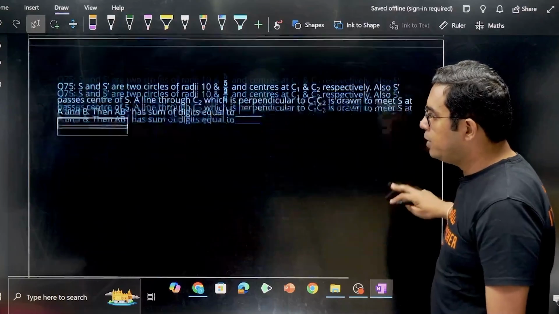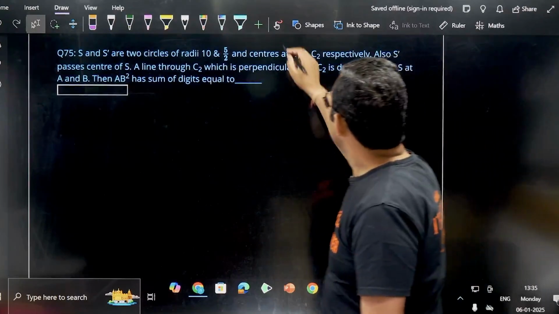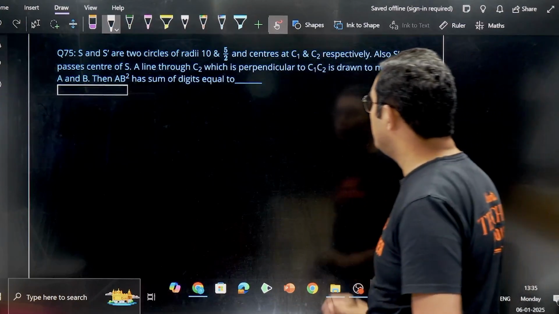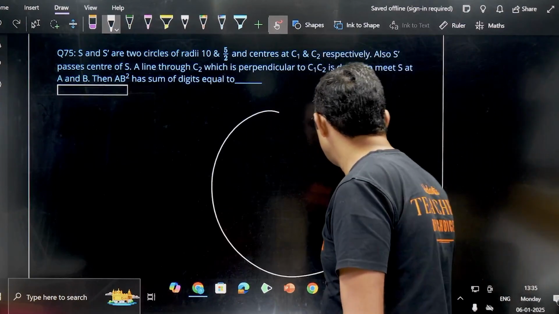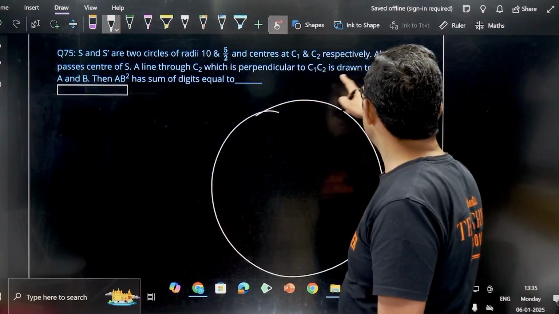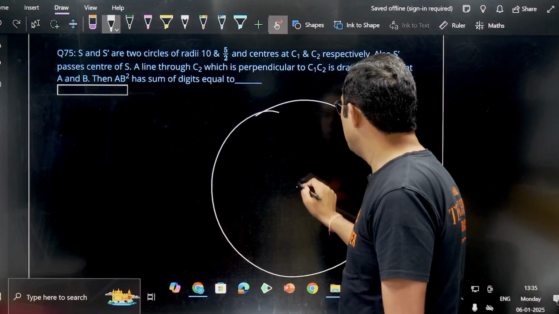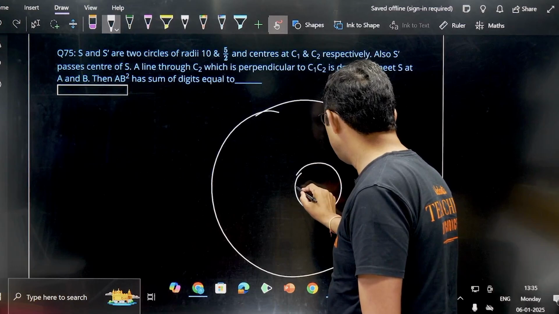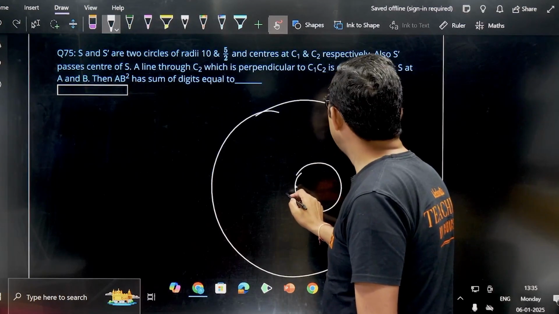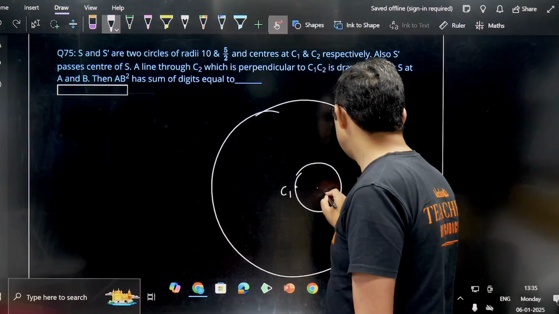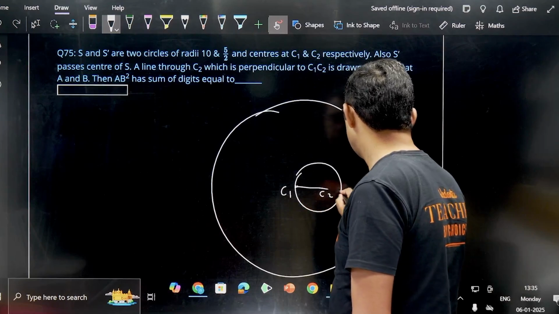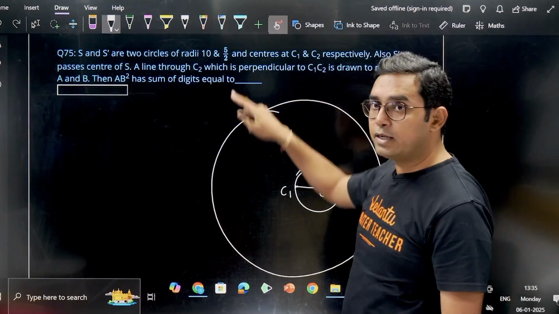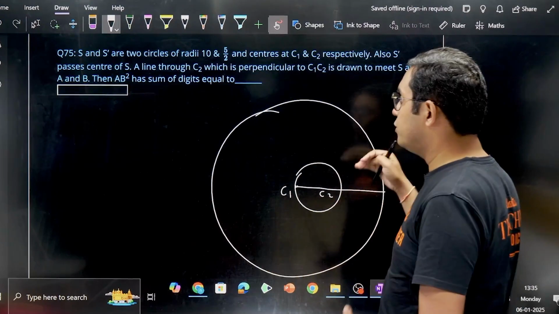Yeah. Now coming to question number 75. We are given S and S dash are 2 circles of radius 10 and 5 by 2 respectively, and circle S dash passes through the center of S. Like this. So the center is C1 here and the center is C2 here. The bigger circle is having radius 10, the smaller circle is having radius 5/2, that is 1/4 of this one.